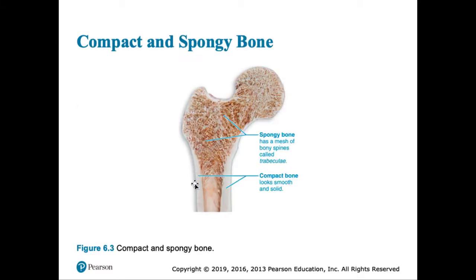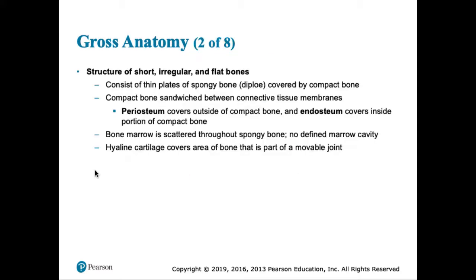You can see out here, where my arrow is pointing, that is compact bone. It's smooth and solid. And then here you can see this spongy bone. It looks like a mesh of bony spines. Again, those are called trabeculae. So you can see what the inside of that bone actually looks like in its structure.